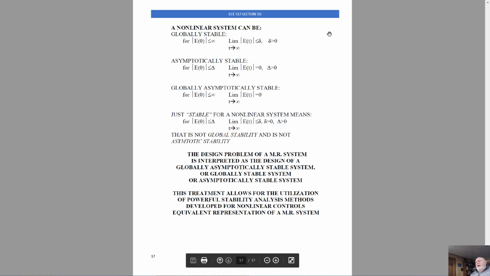First of all, a nonlinear system could be globally stable. Sorry, I'm backing up. A nonlinear system could be globally stable. The word globally, as you know, refers to initial conditions. And globality implies that initial value of the error could be minus infinity to plus infinity.